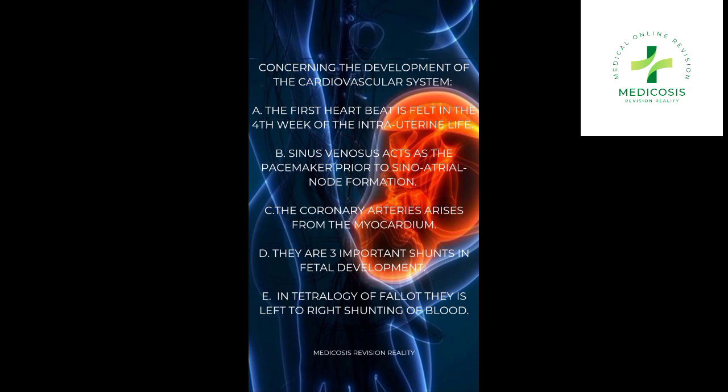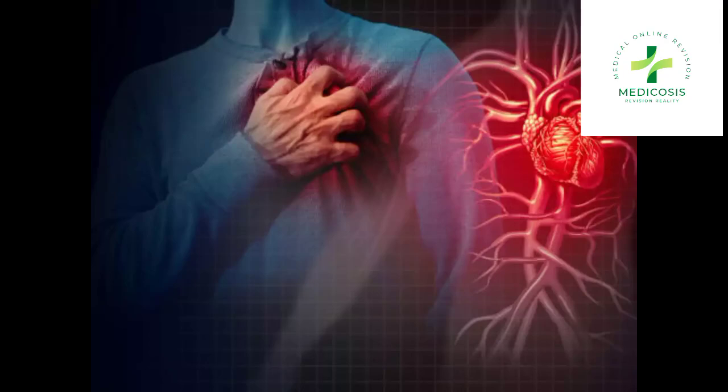E. In tetralogy of Fallot there is left to right shunting of blood. The answer is true. This is the reason why the right side is hypertrophied. Blood from the left side of the heart goes to the right, resulting in the right side of the heart working extra more.